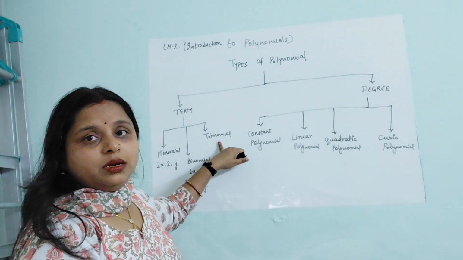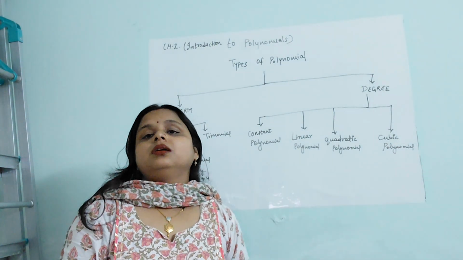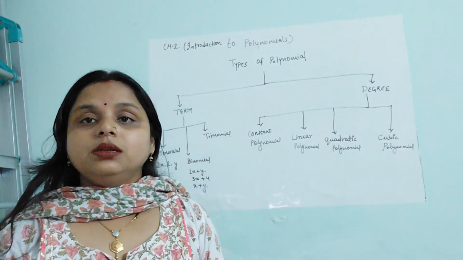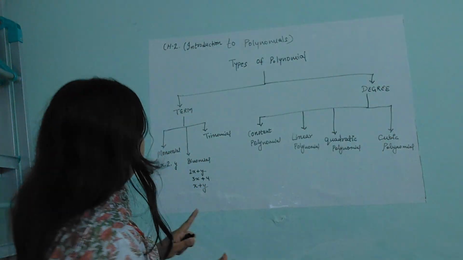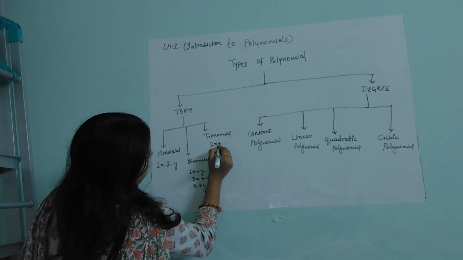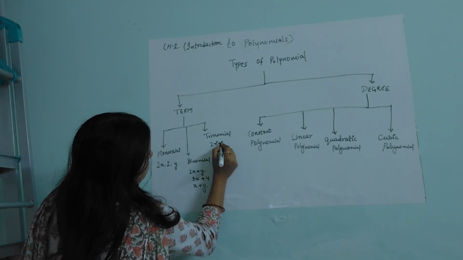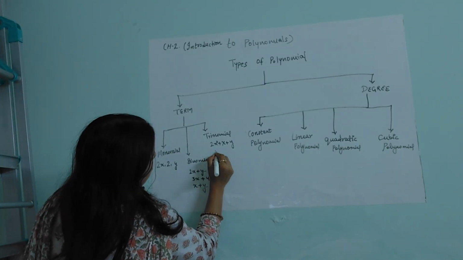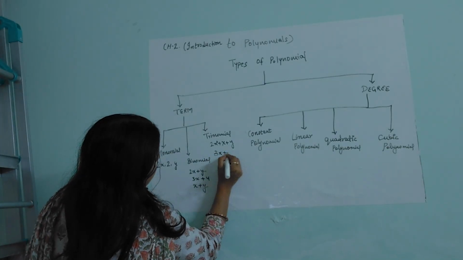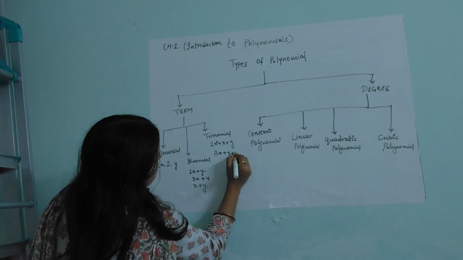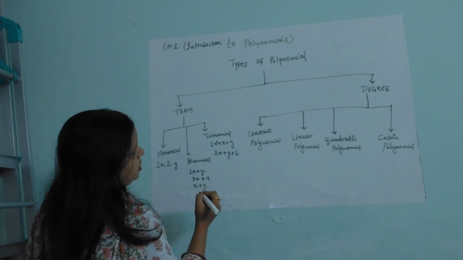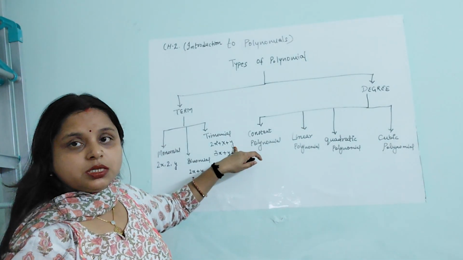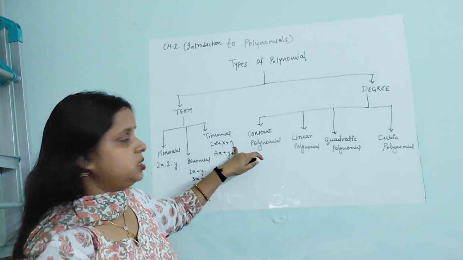Next is trinomial. Trinomial is where three terms are associated in a polynomial. These are called trinomial. In trinomial, it could be 2x plus 2x square plus x plus y, or 3x plus y plus z. So these are examples of trinomial, since there are three terms associated in this expression.